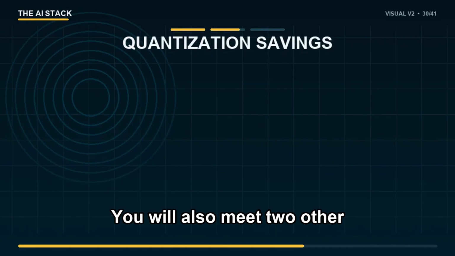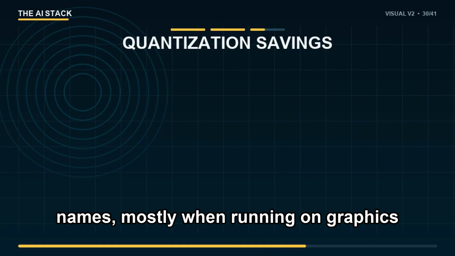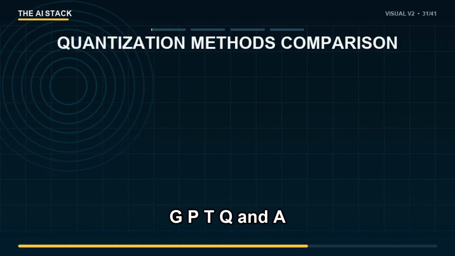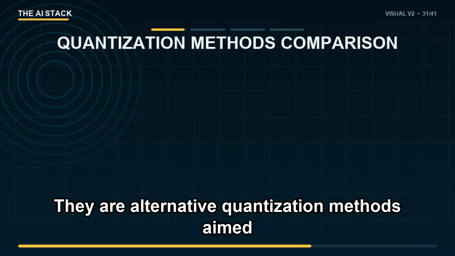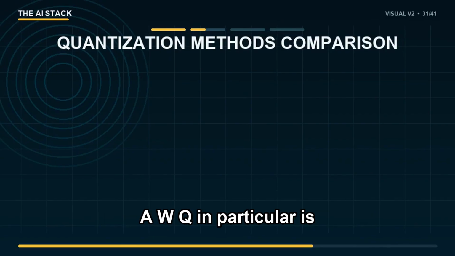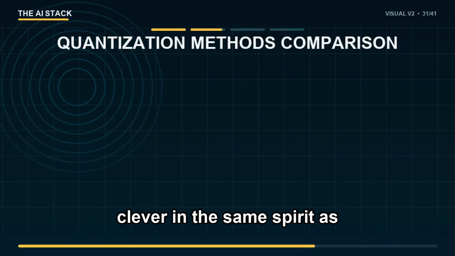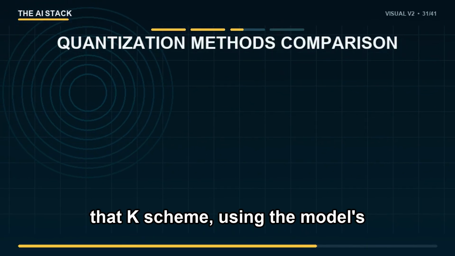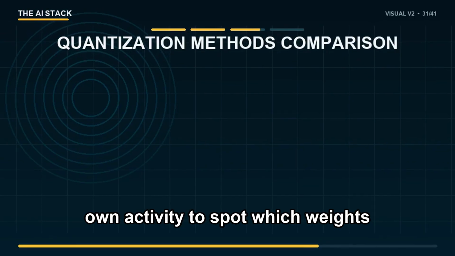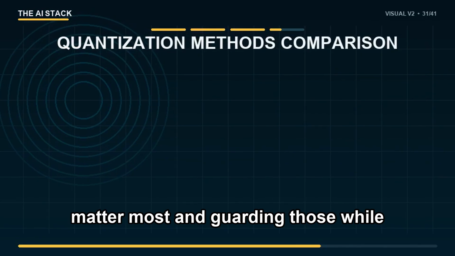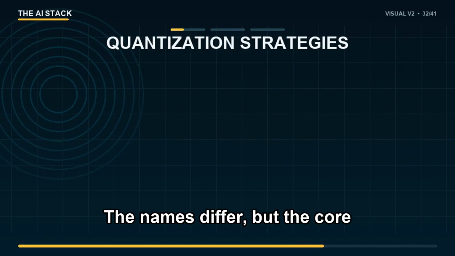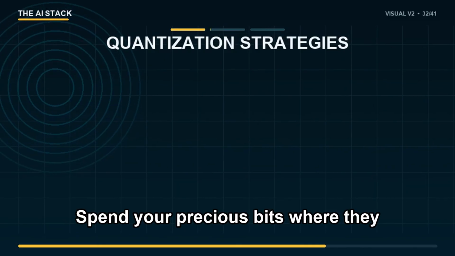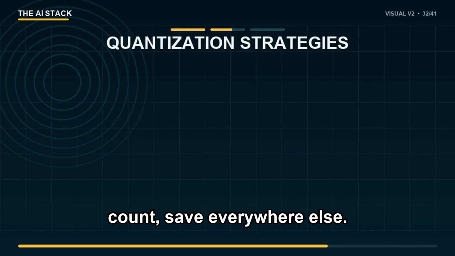You will also meet 2 other names, mostly when running on graphics cards: GPTQ and AWQ. They are alternative quantization methods aimed at fast graphics card inference, and AWQ in particular is clever in the same spirit as that K scheme, using the model's own activity to spot which weights matter most and guarding those while aggressively shrinking the rest. The names differ, but the core idea is identical. Spend your precious bits where they count, save everywhere else.